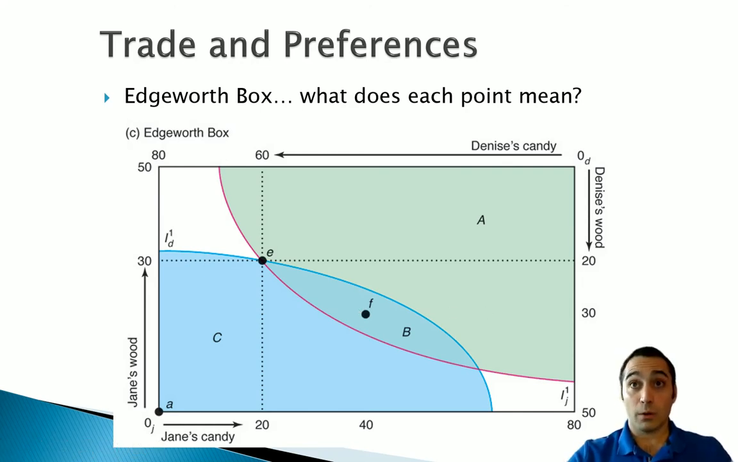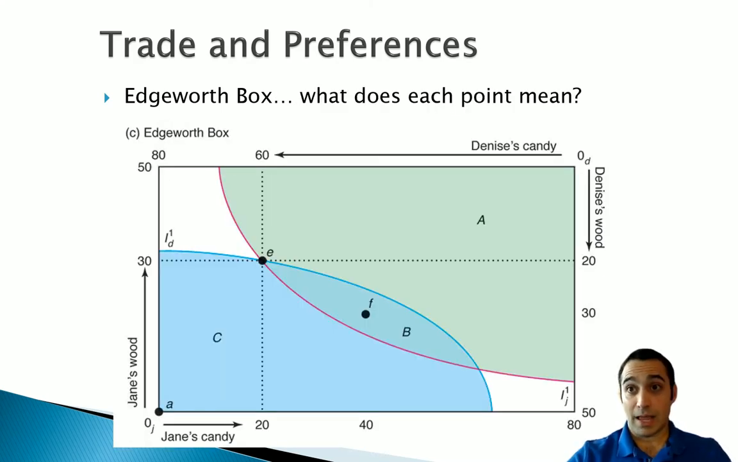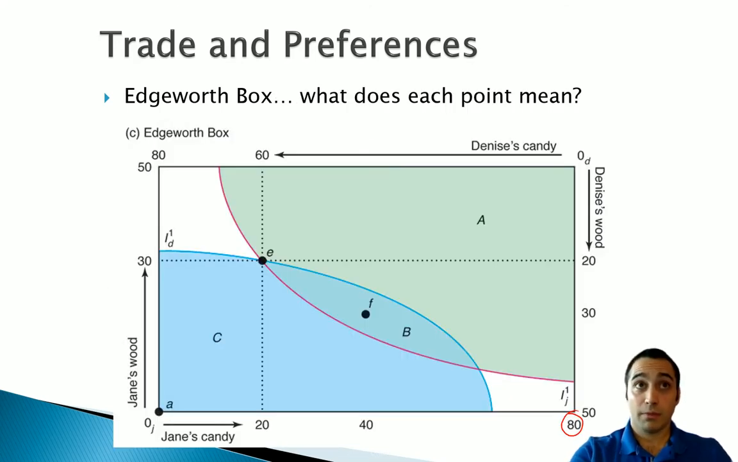So here I've just combined Jane and Denise's indifference curves and endowments into one single graph. As before, you'll note that Jane has 20 candy, 30 wood, and Denise has 60 candy, 20 wood. So for any point in this box, what does that point mean, right? What is point F? What is point E? Well, if you note, Jane has 20 candy, and Denise has 60 candy. In total, they have 80 candy. Similarly, Jane has 30 wood, and Denise has 20 wood. In total, they have 50 wood.